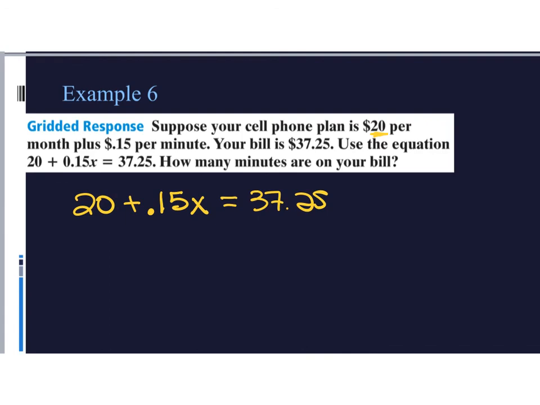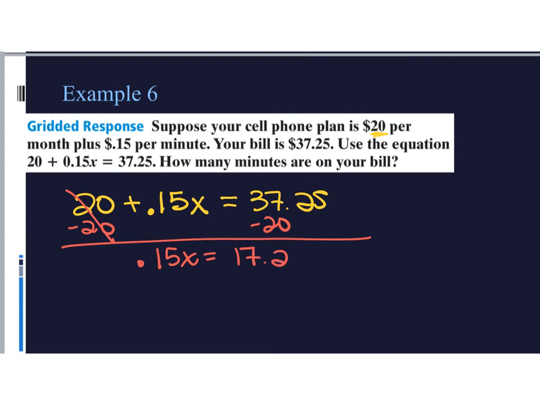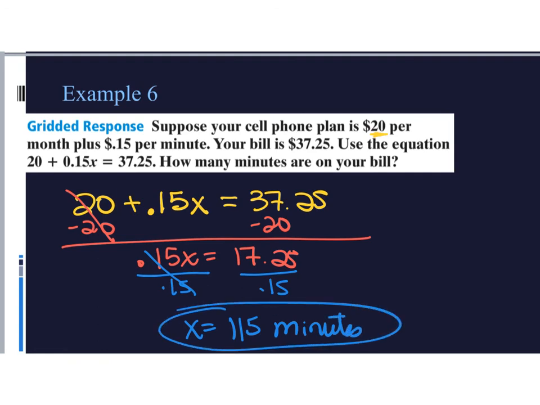So you have to figure out how many minutes you got charged for. So what I'm going to do is solve for x. So I'm going to subtract 20 from both sides. This is going to give me 0.15x equals 17.25. Now I'm going to go ahead and divide both sides by 0.15. And when we do that, this leaves us with x equals 115. And remember, x is really 115 minutes because our unit is minutes.